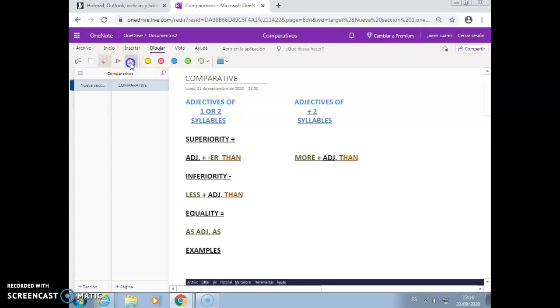Well, the first thing we have to pay attention to is whether adjectives have either one or two syllables, or more than two syllables, in relation to the comparison of superiority. If the adjective has only one or two syllables, we add -er at the end of the adjective. But if the adjective has more than two syllables, we add the word more before the adjective. And in the inferiority comparison, we use less for every adjective. We use less before the adjective.